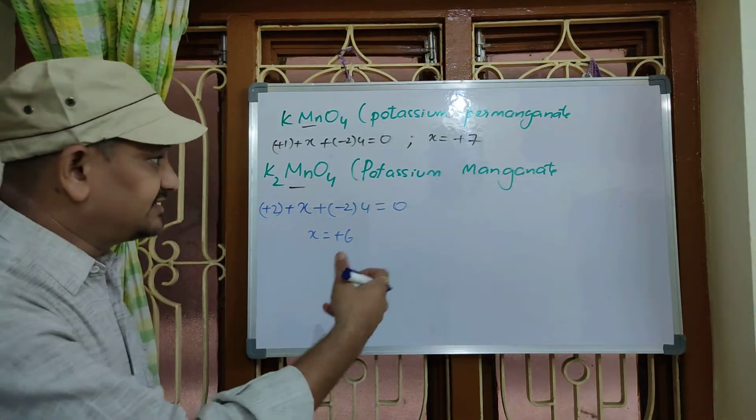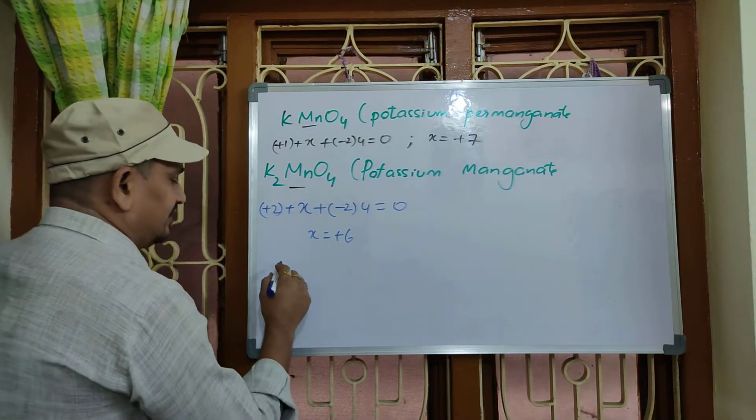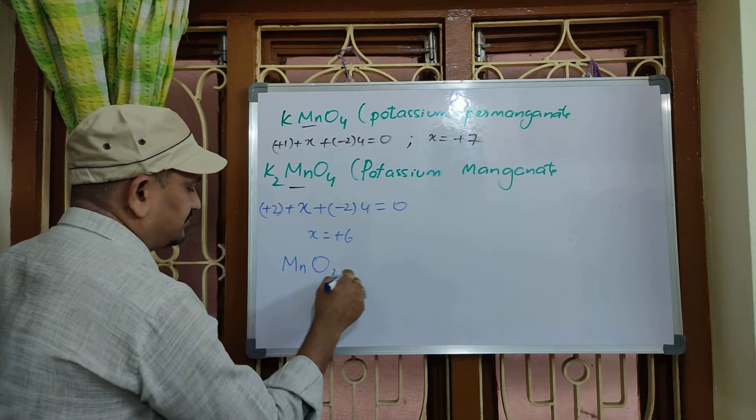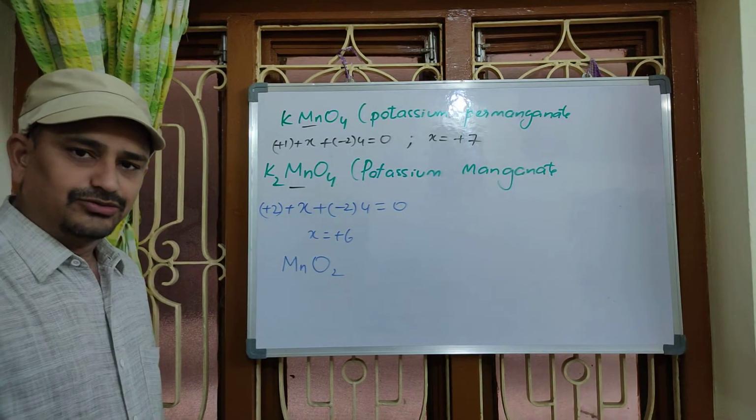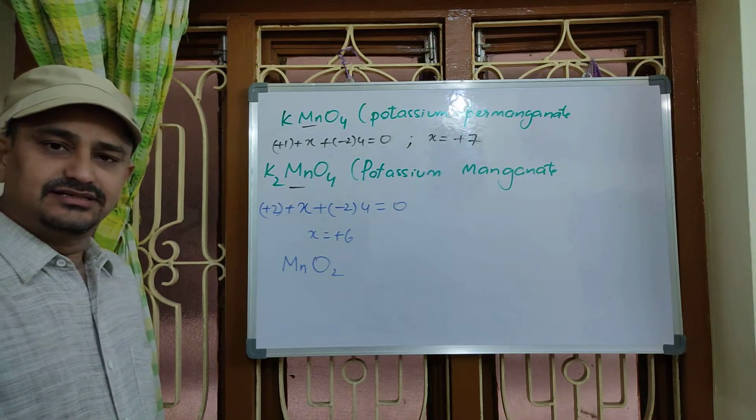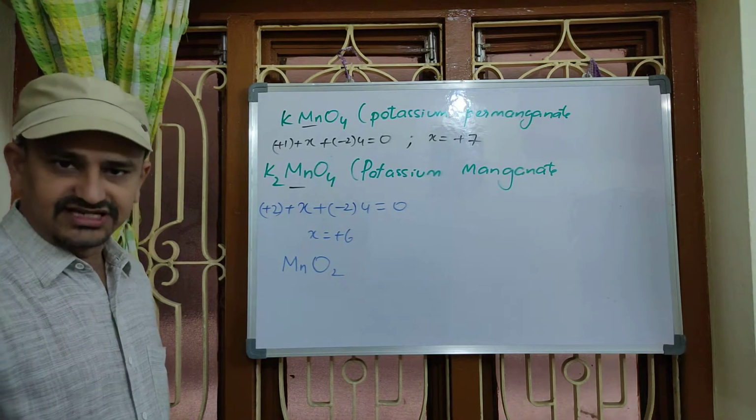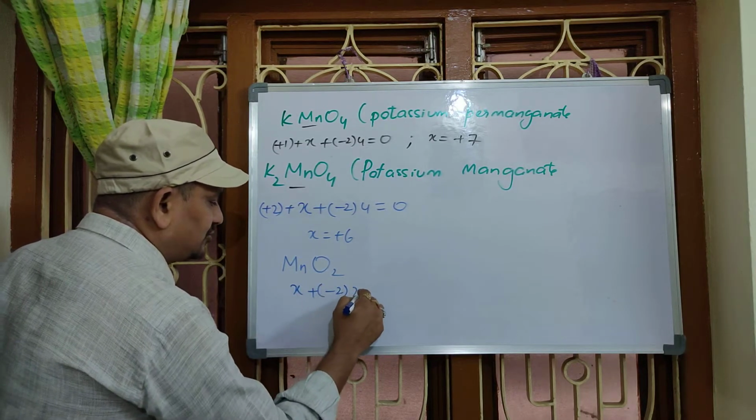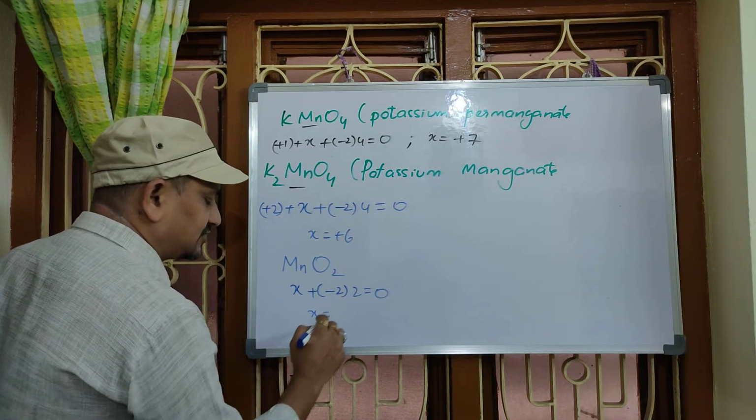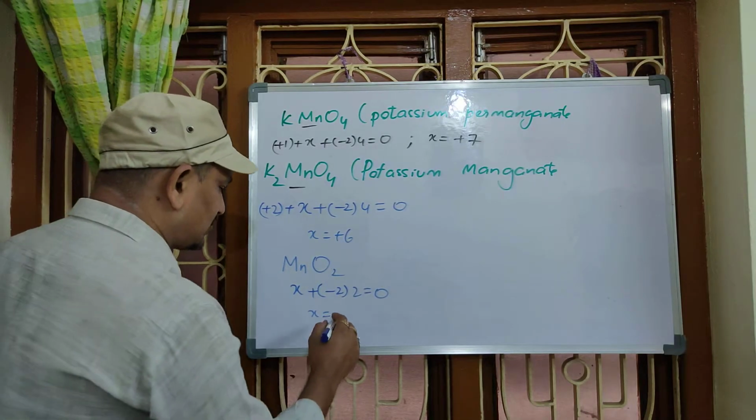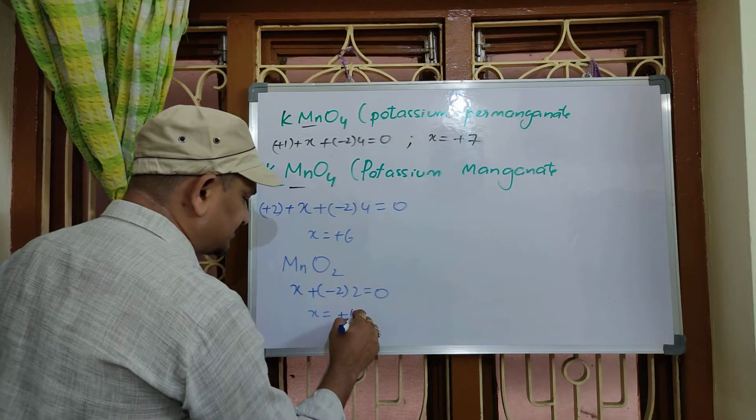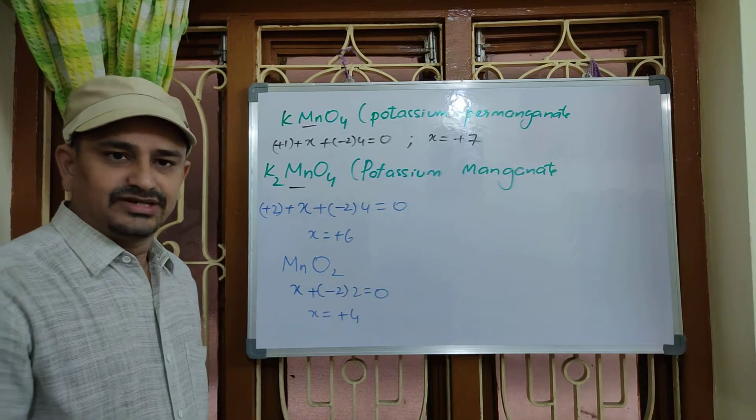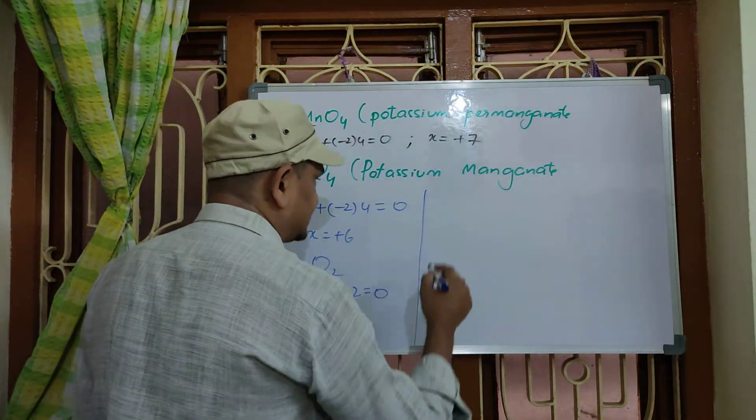Like we are going to study in the next topic actually. MnO2, manganese dioxide, right? So find that of manganese: X plus minus 2 into 2 equals 0. X is equal to plus 4. Understood?